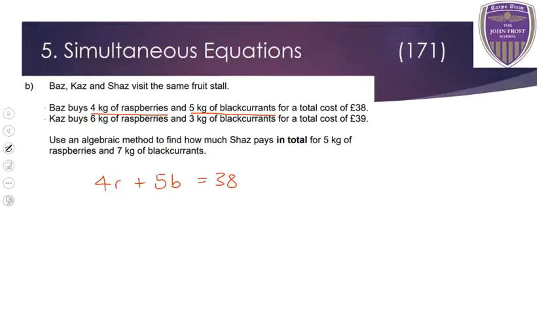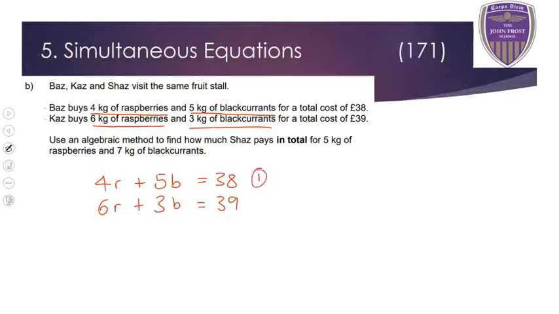Okay, so then for Kaz, she buys 6 kilograms of raspberries, so that's going to be 6R, isn't it? And 3 kilograms of black currant, so that's plus 3B, and that equals 39. Okay, so from there then, same rules apply as they did in the other two questions as well. So we need to make some of the values the same, either R or B.